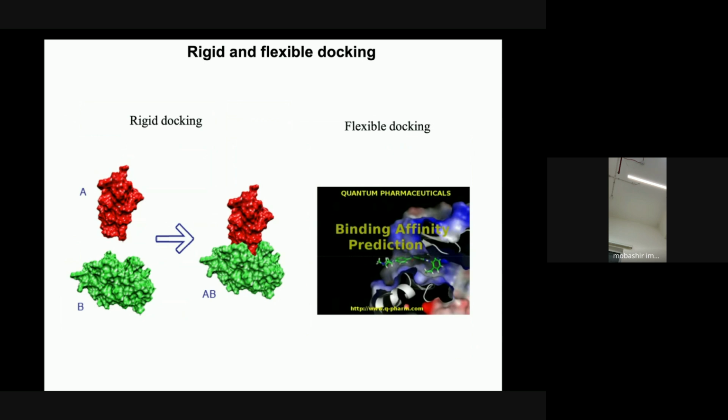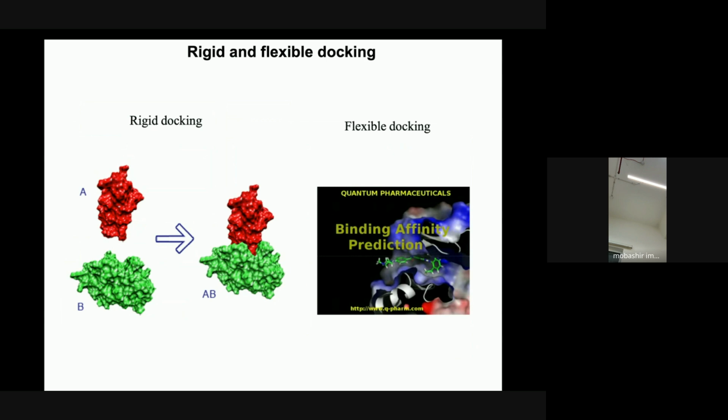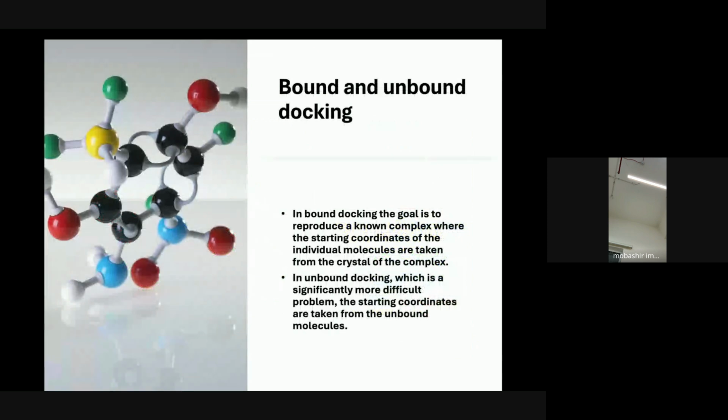Then rigid and flexible docking. In rigid docking, there are no conformational changes in the protein structure, but in flexible docking, there are conformational changes, and then we calculate the binding interactions or interaction energies when we allow the conformational changes or flexibilities.